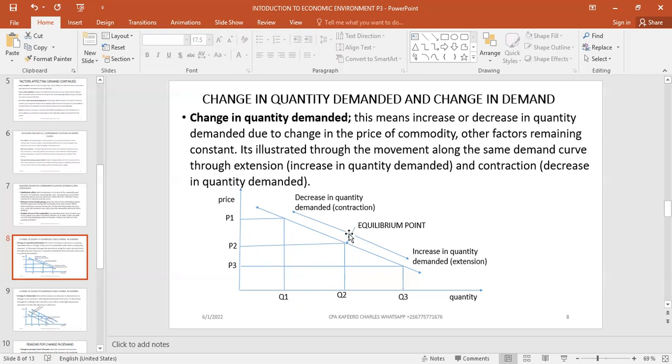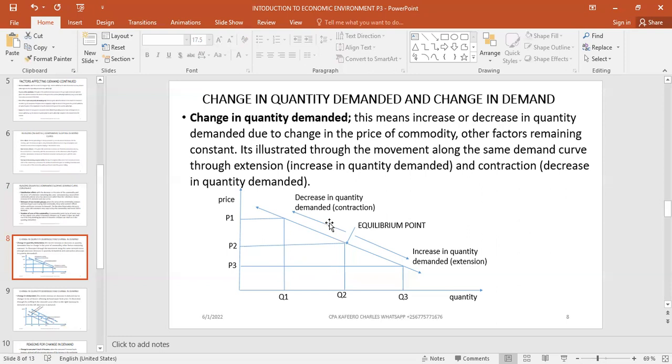And that means when the quantity, because we are talking about the change in quantity demanded, reduces from Q2 to Q1, then we expect to be having a decrease in quantity demanded, which is shown by an upward movement along the same demand curve.